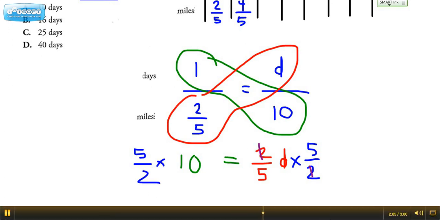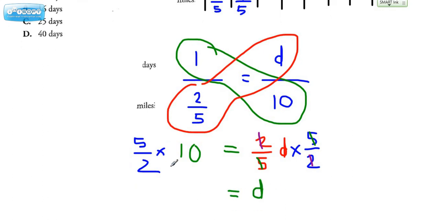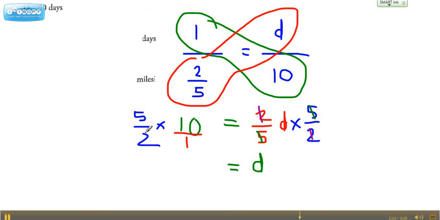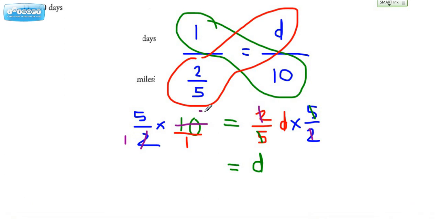The 2's cancel out. The 5's cancel out. That equals 1. 1 times d is d. So we'll just bring the d down. And now all we have left to do is to just finish this computation. Now remember, 10 is the same thing as 10 over 1. And we have a reducing opportunity right here with the 2 and the 10. We have a common factor. The common factor is 2. If we divide this by 2, we're going to get 1. And if we divide this by 2, we're going to get 5.